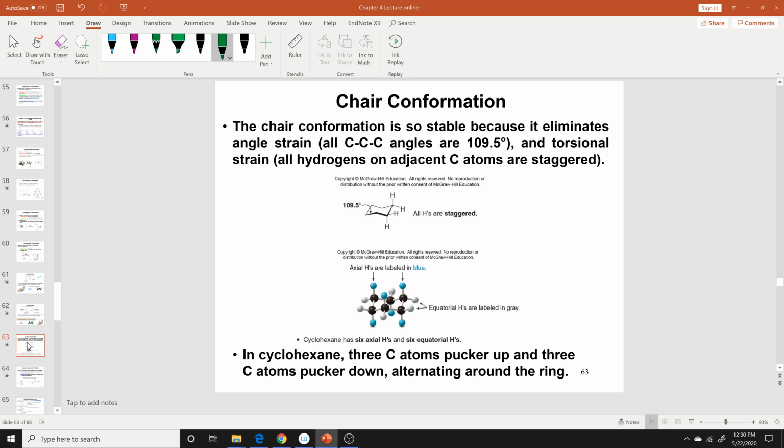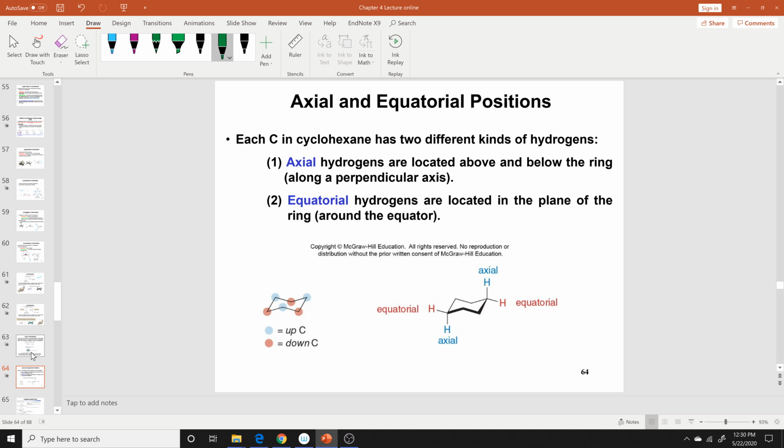Now in cyclohexane, as I said, we have 3 carbons that are puckered up and 3 carbons that are puckered down, and these carbons are going to alternate in the ring. Now, there are 2 sets of hydrogens that we care about, and we're going to use them whenever we want to calculate the energy of the cycle. The sets of hydrogens are defined as either axial or equatorial. An axial hydrogen is a hydrogen which is perpendicular along the axis. So it's a perpendicular hydrogen. It can be either up or down.